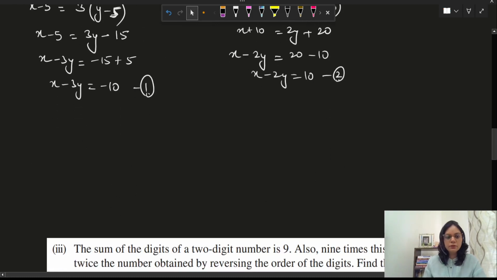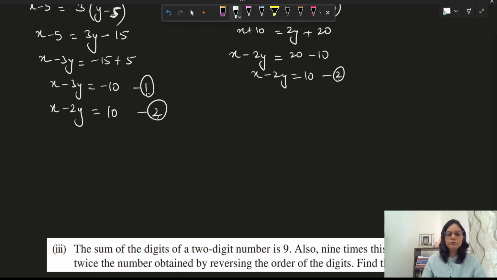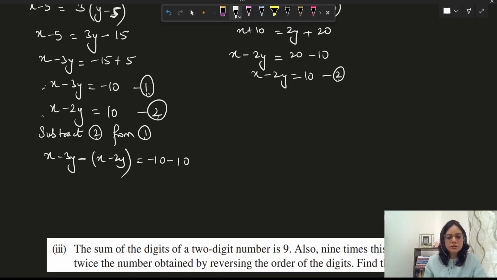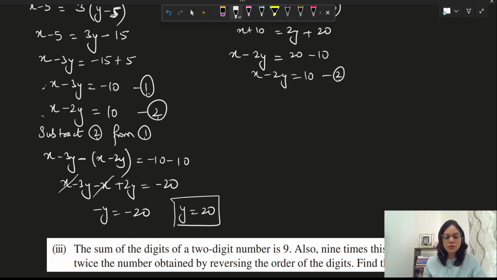Now let us solve the two equations. First is this, second is this. Again in the two equations we see that the coefficients of x are the same, so you do not have to do anything, just subtract. No multiplication step required. Subtract 2 from 1. So x minus 3y minus x plus 2y is minus 10 minus 10, which is minus 20. So x goes away. Minus y is minus 20. So from here I can say y is 20. One of them is coming as 20.